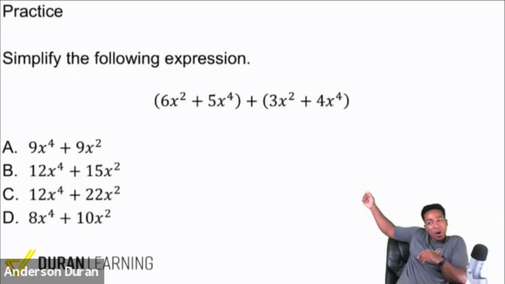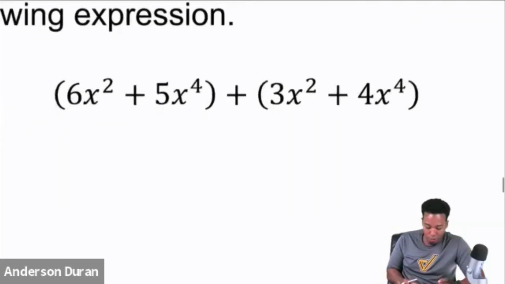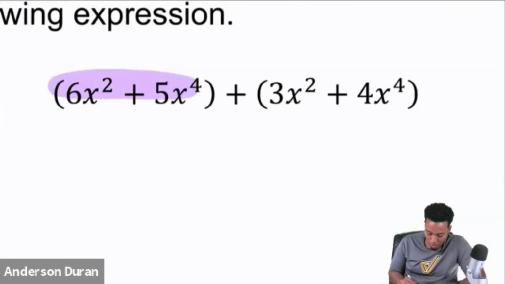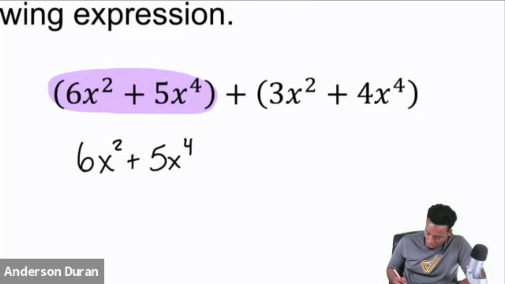This is all positive. Think about it like this. Look, there's no negative. There's no negative. When you look at this first parentheses over here, everybody, is there anything stopping us? Yes or no? Is there anything stopping us? No, this is simply going to be 6x squared plus 5x to the power 4. Over here, that's just plus.